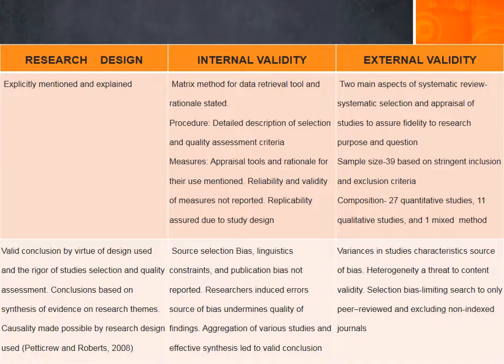The variance in sample characteristics raise an issue of heterogeneity which undermines the external validity of the study's findings. Certain aspects of the sampling raise potential sampling biases. Linguistic constraints imposed by the exclusion of non-English studies, source selection bias resulting from the researchers limiting their search only to certain databases, and publication bias arising from excluding non-indexed journals or dissertations and non-peer-reviewed articles all work to undermine the generalizability of the results.